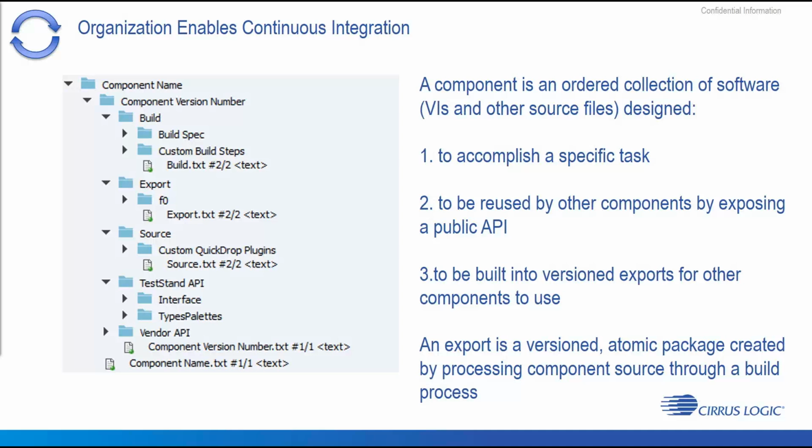Okay, so now some definitions. If you talk to me for more than 5 minutes, you'll figure out that I like defining words. I keep on using the words component and export. Here are the formal definitions that I have actually codified, and I'm teaching Cirrus Logic to use. An export or a component is an ordered collection of software that's designed to accomplish a specific task. It's designed to be reused by other components by exposing a public API, and it's designed to be built into versioned exports for other components to use.